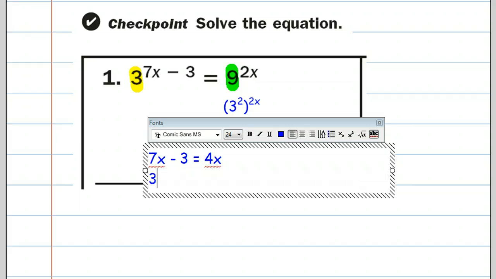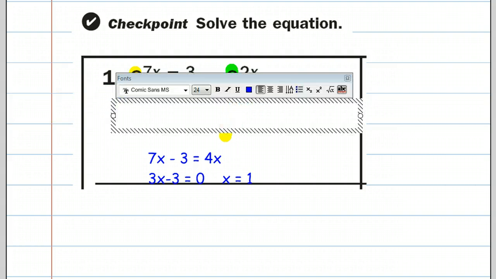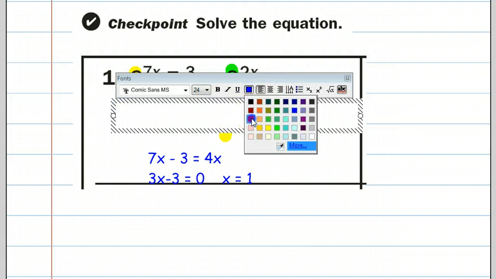We get 3x minus 3 is equal to 0. So that means x is equal to 1. And there we have our solution. And we can go ahead and check to see if our solution is correct by going in and seeing, does 3 to the 7 times 1 minus 3 work? So let's check that. And I'm going to change it to red so we can see.